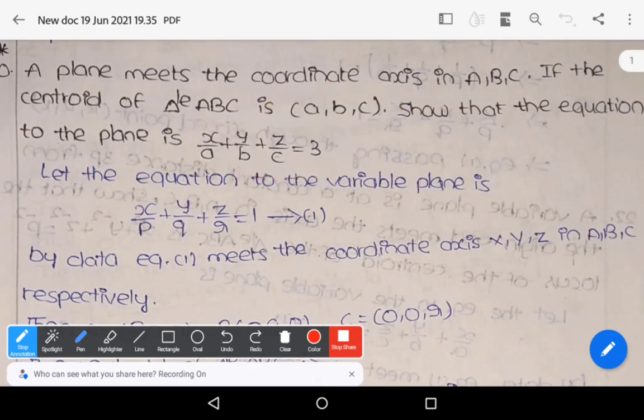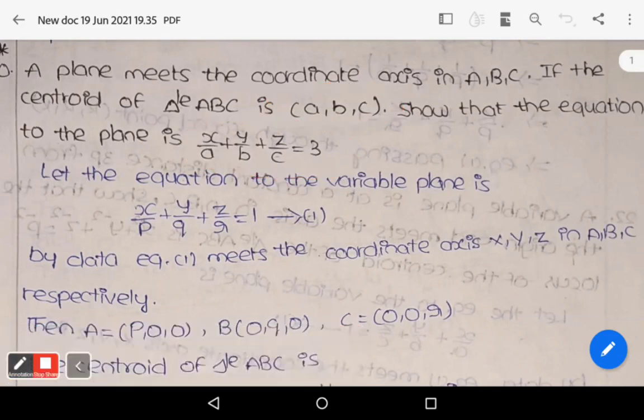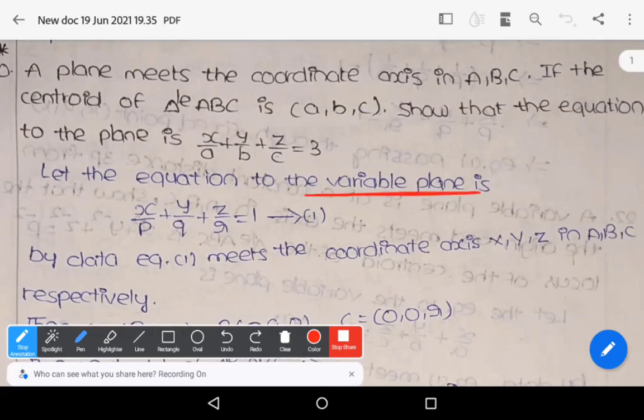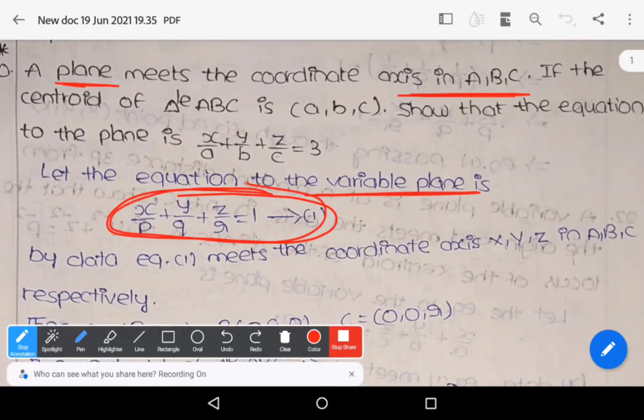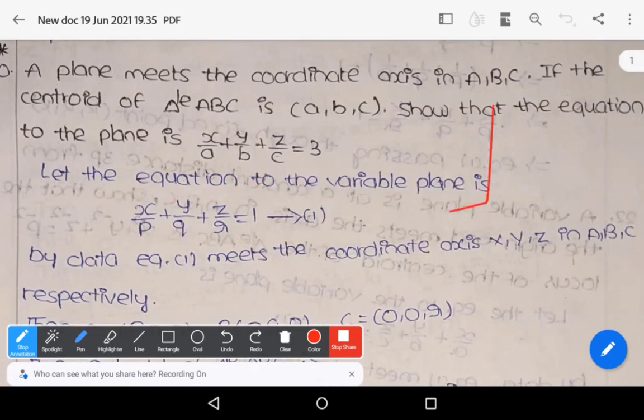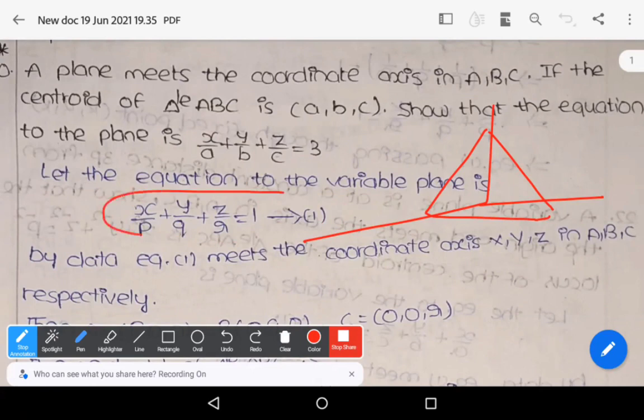Let us take the equation to the variable plane as x/p + y/q + z/r = 1. This is a plane equation in intercept form. We take this equation in intercept form because the plane meets the coordinate axes in A, B, C. So that's why we take the plane equation in this form, x/p + y/q + z/r = 1.